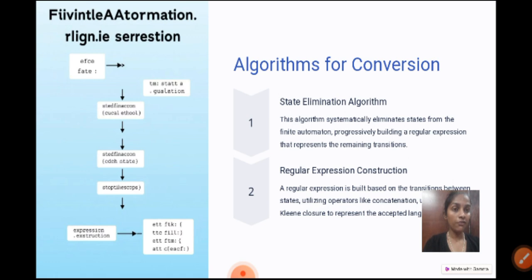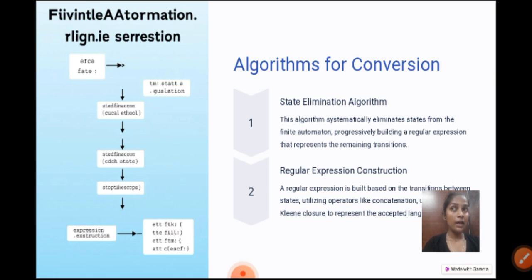Algorithm for conversion of finite automata to regular expression. There are two algorithms, which are the state elimination algorithm as well as the regular expression construction algorithm. This algorithm typically eliminates states from the finite automaton, progressively building a regular expression that represents the remaining states. When we have three states, we should eliminate the intermediate state first. After that, we can go for the final state and the initial state.